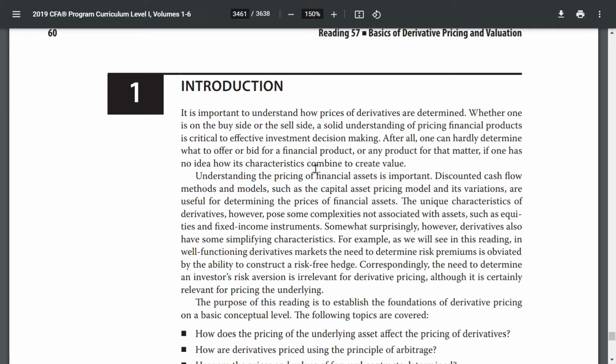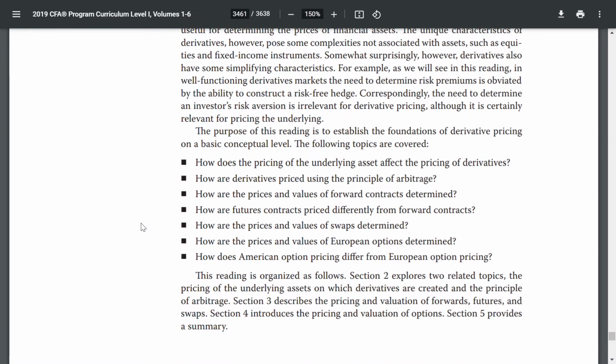is obviated by the ability to construct a risk-free hedge. Correspondingly, the need to determine an investor's risk aversion is irrelevant for derivative pricing, although it is certainly relevant for pricing the underlying. The purpose of this reading is to establish the foundations of derivative pricing.